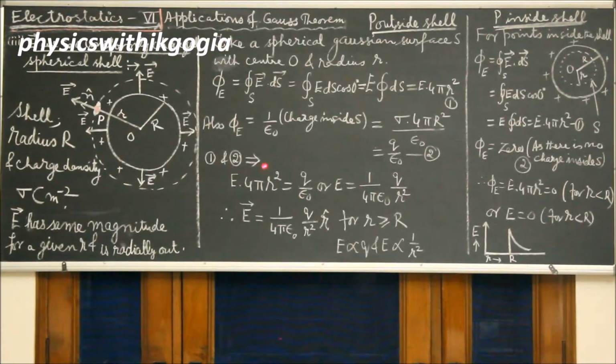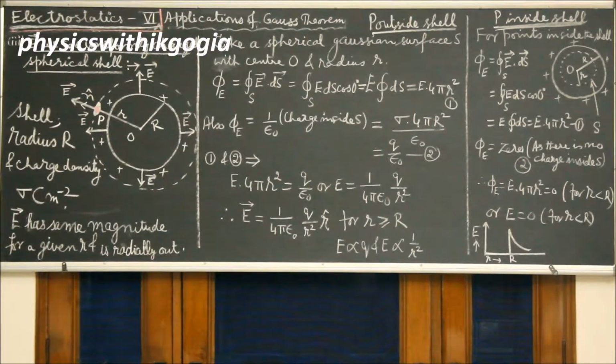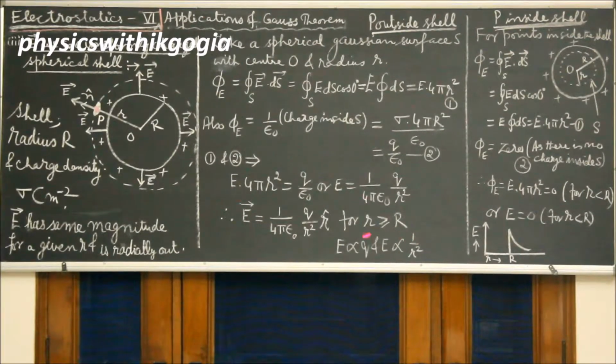The equation 1 and 2 imply E into 4 pi r square equal to Q over epsilon naught, or E equal to 1 over 4 pi epsilon naught Q over r square. This is for the points which are outside the shell, that is small r greater than or equal to capital R. The expression also leads us to the conclusion that field is proportional to total charge on the shell and is inversely proportional to r square for r greater than or equal to R.